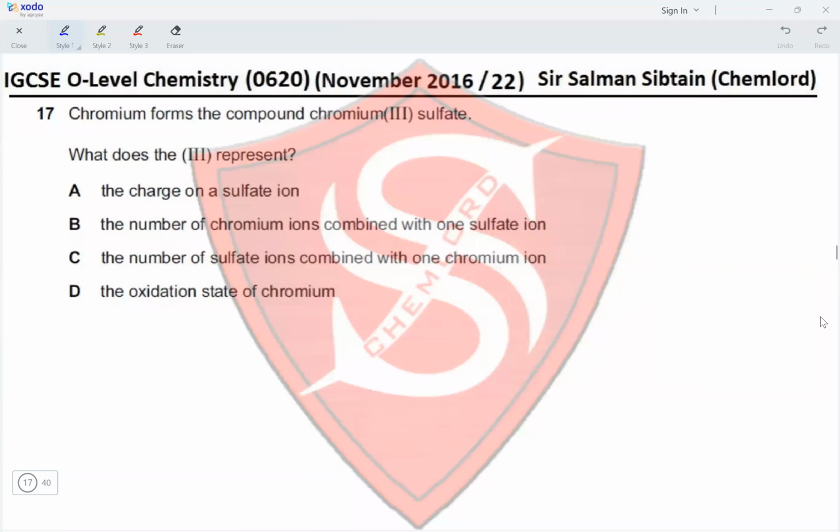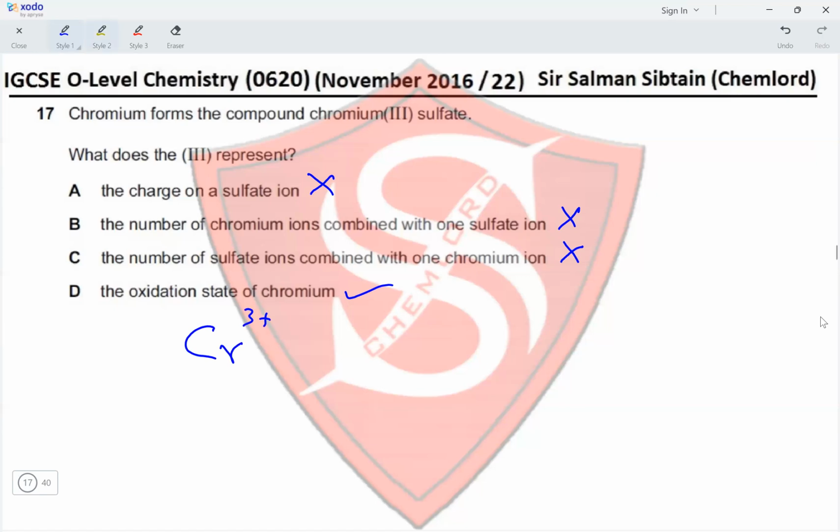Question 17. Chromium forms the compound chromium 3 sulfate. What does the 3 represent? The charge on a sulfate ion? No. The number of chromium ions combined with one sulfate ion? No. The number of sulfate ions combined with one chromium ion? No. The oxidation state of chromium? Yes. The number written next to the cation in brackets is always the charge of the cation. So, chromium 3 sulfate means it contains the Cr3+ ion.